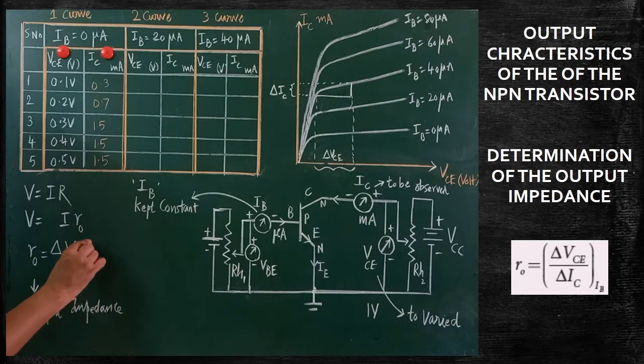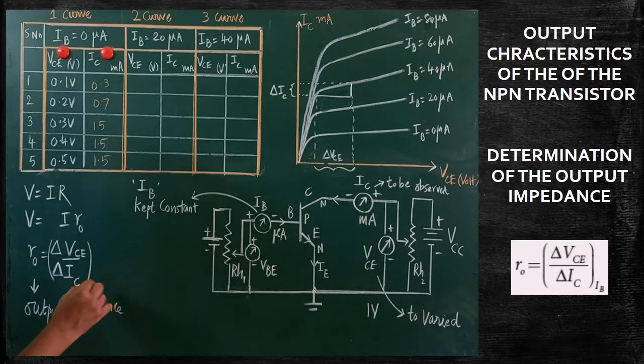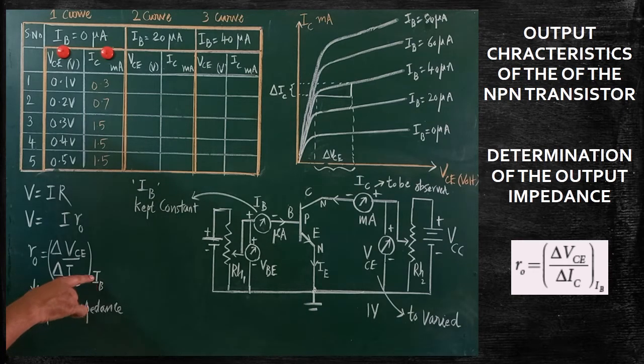Are you clear? Now we have to draw the bracket. When these two are changing and observed, which one is kept constant? IB is kept constant. The value IB must be written outside the bracket. Are you clear? Since it is kept constant, the IB must be written outside the bracket.